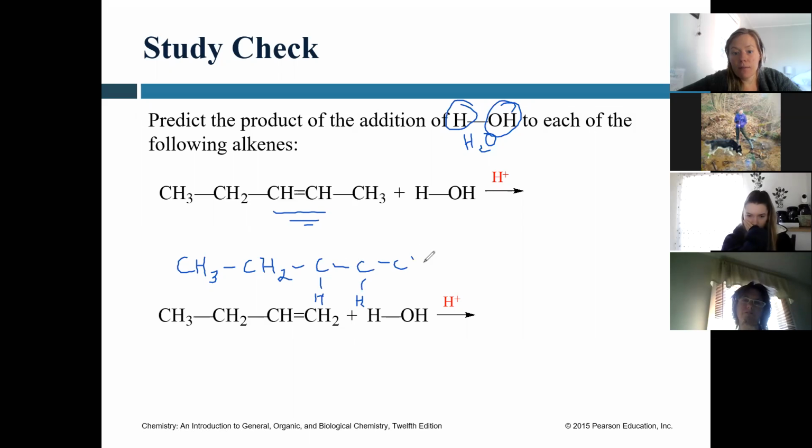What else do we have? We have a carbon with 3 hydrogens, okay? This is the magic area. When I open that bond, I now have 2 open spots. One of them is going to get an H, one of them's going to get an OH.